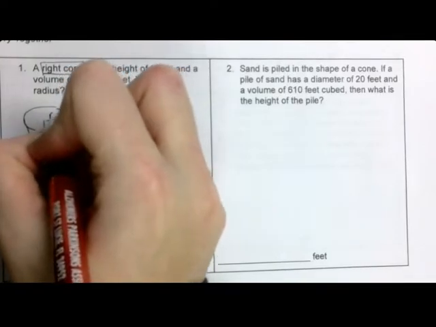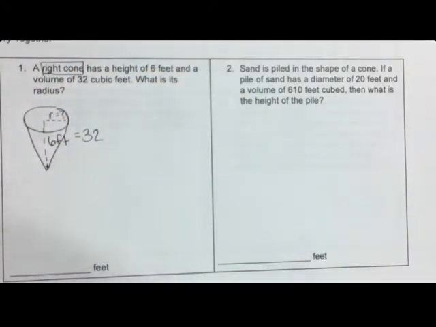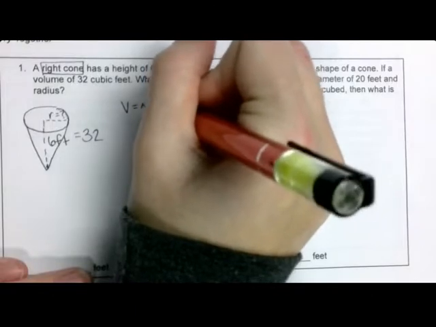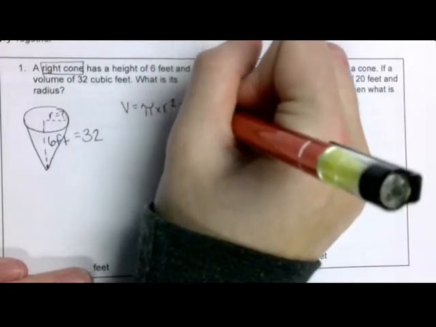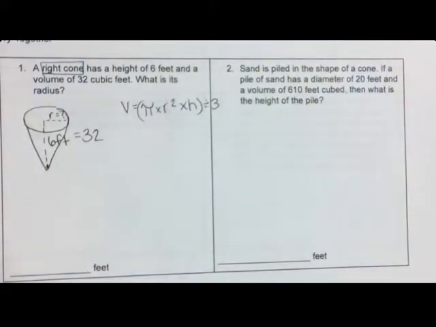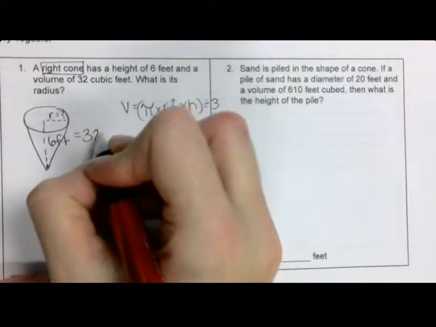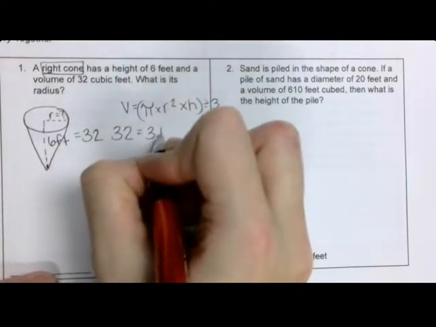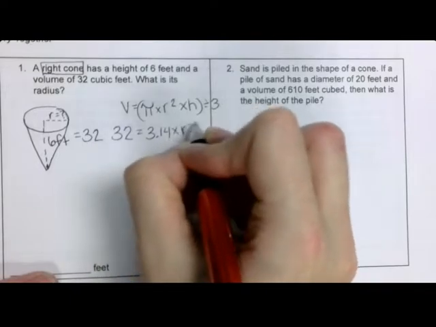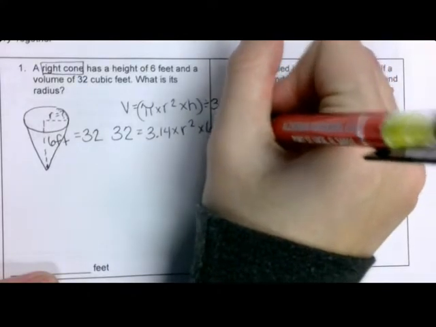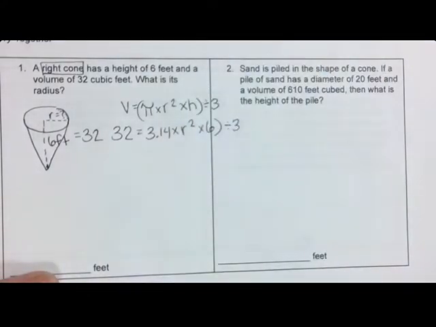What is the radius? Okay, so let's start with our formula. We have pi r squared times h all divided by 3. So, in place of volume, we're going to put what volume is. In place of pi, 3.14. Keep my r squared, since I don't know what that is. And then multiply by 6. That whole thing is going to be divided by 3.